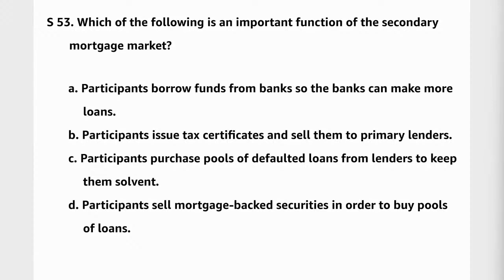Okay, so it seems like you all got that. Question 53: which of the following is an important function of the secondary mortgage market? Not the primary mortgage. That's the people that borrowers go to get loans. This is the secondary market in the background. A, participants borrow funds from banks so the banks can make more loans. B, participants issue tax certificates and sell them to primary lenders. C, participants purchase pools of defaulted loans from lenders to keep them solvent. Or D, participants sell mortgage-backed securities in order to buy pools of loans.